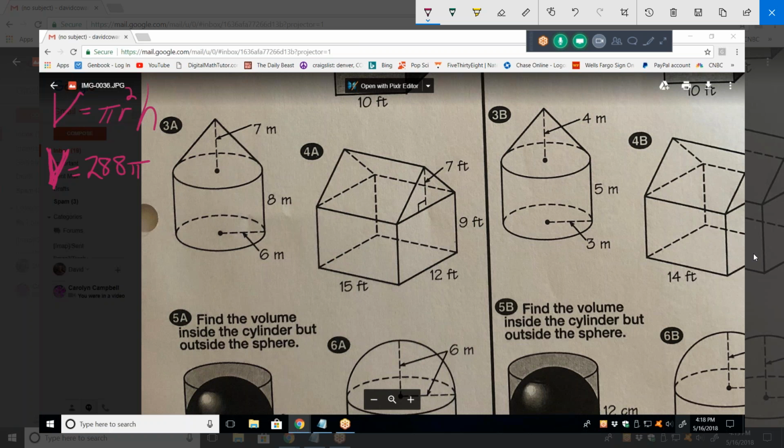And I did notice the instructions said to use 3.14 for pi. So if you want to go ahead and multiply that out, normally in geometry, you don't do that. You leave it in terms of pi. But since her instructions, or his instructions, specifically say 3.14 for pi, go ahead and substitute that. Don't hit the pi key, but multiply 288 by 3.14. 904.32. Okay. And that again is cubic meters.